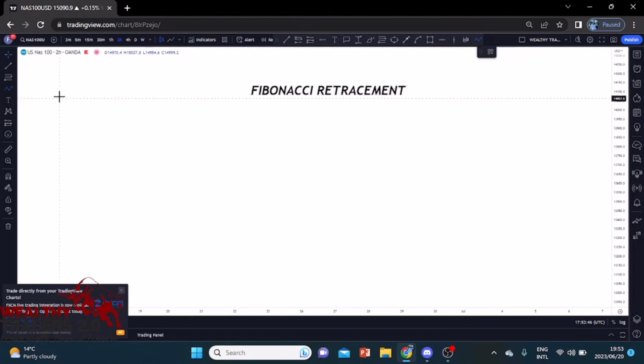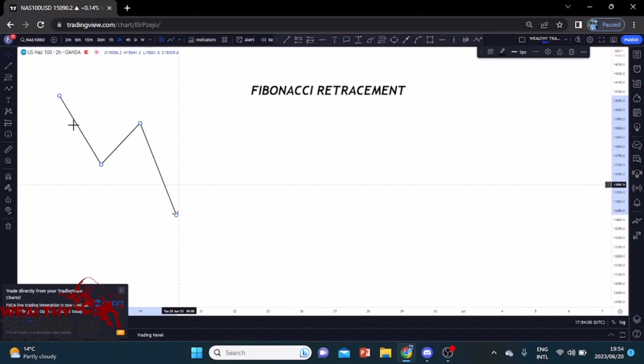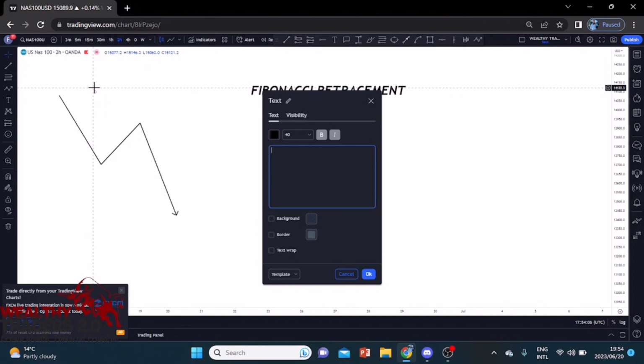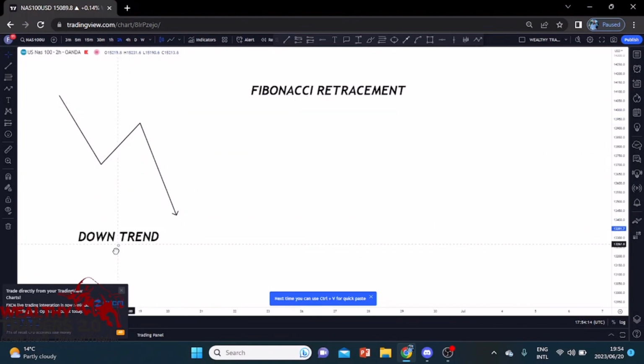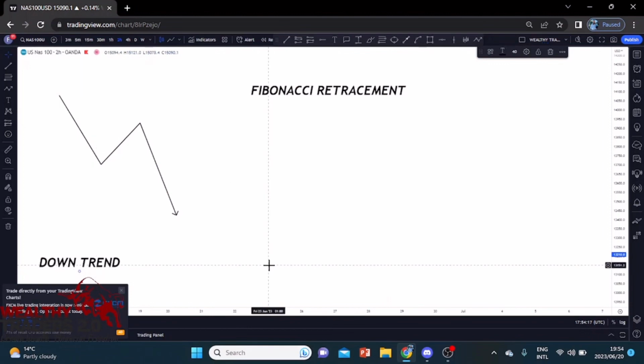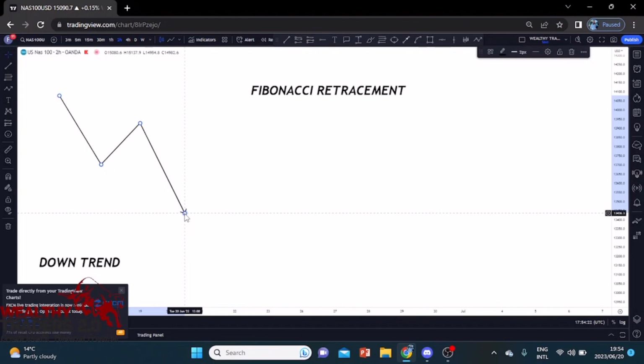Now on my left screen, we're going to try and make a nice example with a downtrend. As you can see, we have a market like that, meaning we can see that it's a downtrend. It's giving us lower lows and lower highs. So I can say downtrend so that everyone can understand what I'm saying. Here it's a downtrend example. So how do we plot our Fibonacci?